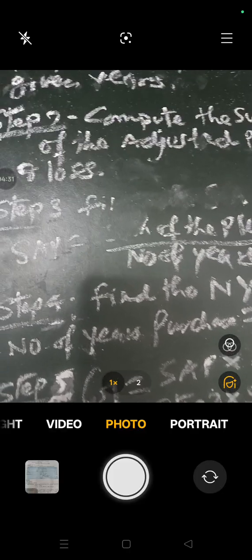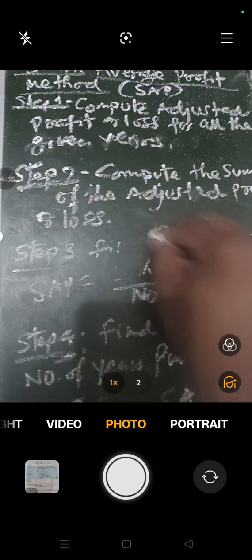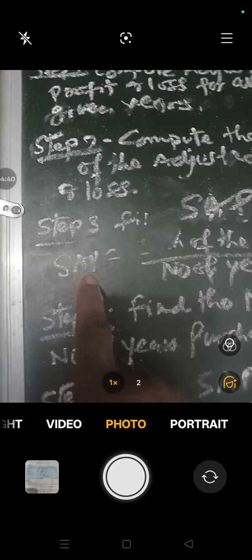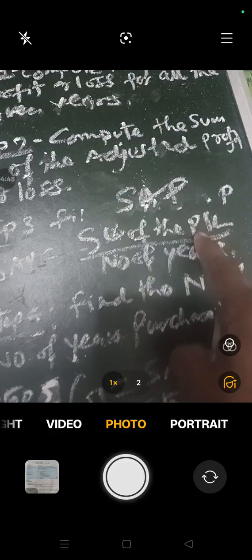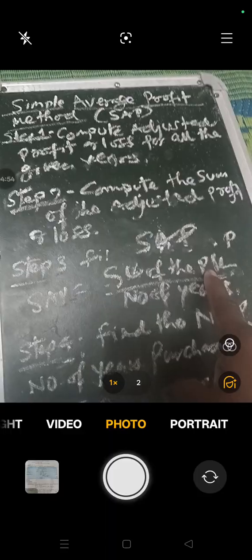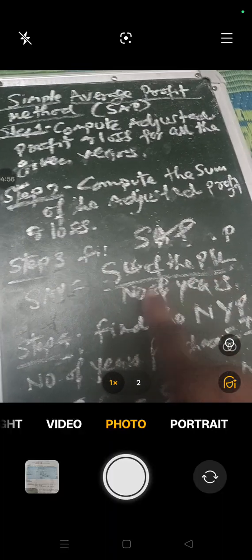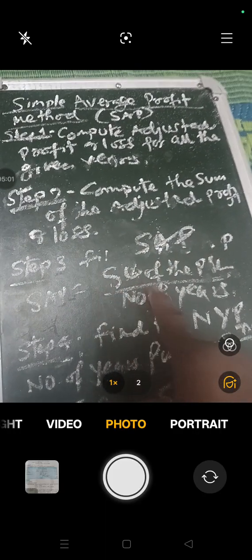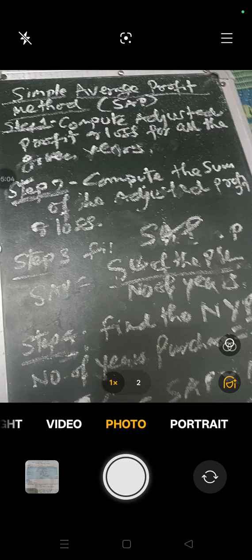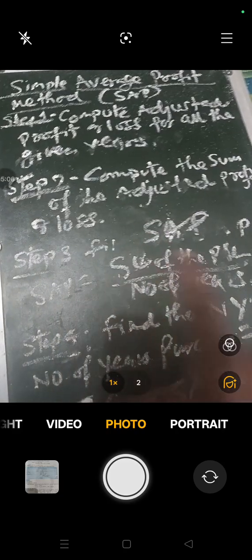Step 3 says: find out simple average profit. So what is the formula of simple average profit? SAP, simple average profit, equals the sum of the adjusted profits and losses, the sum total that we found in step 2, divided by the number of years. We divide the sum of the adjusted profit and losses by the number of years, and the result is SAP, the simple average profit.